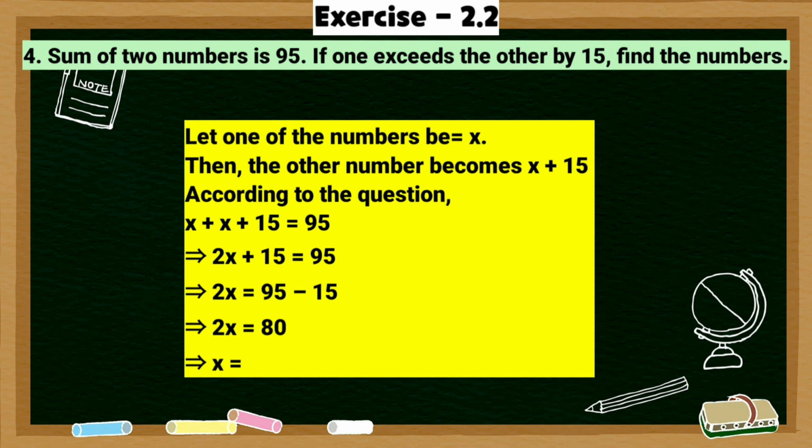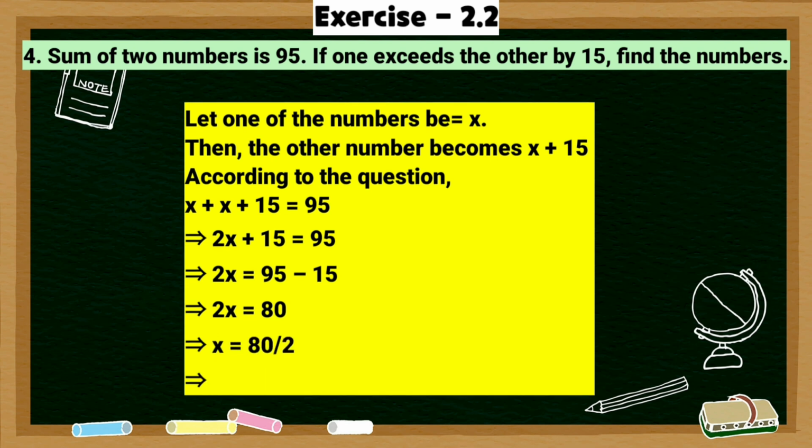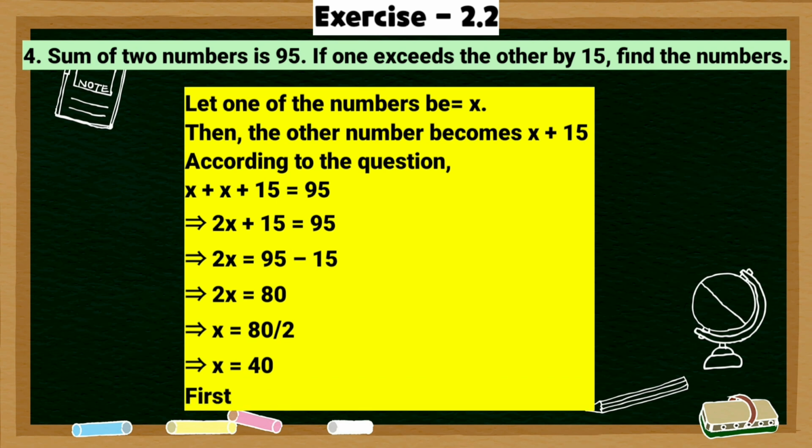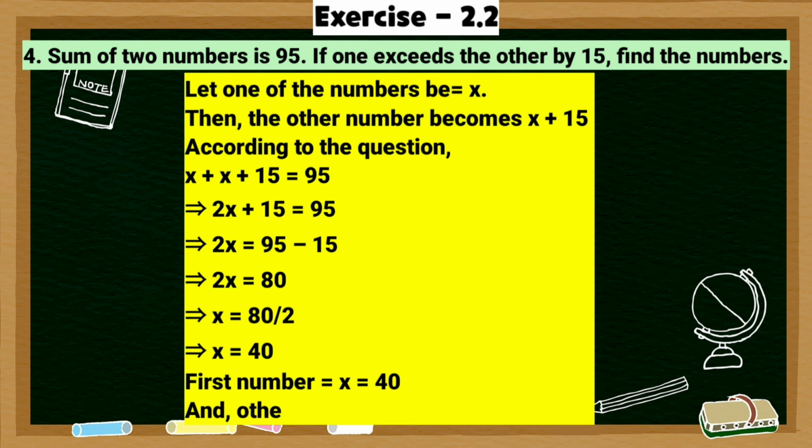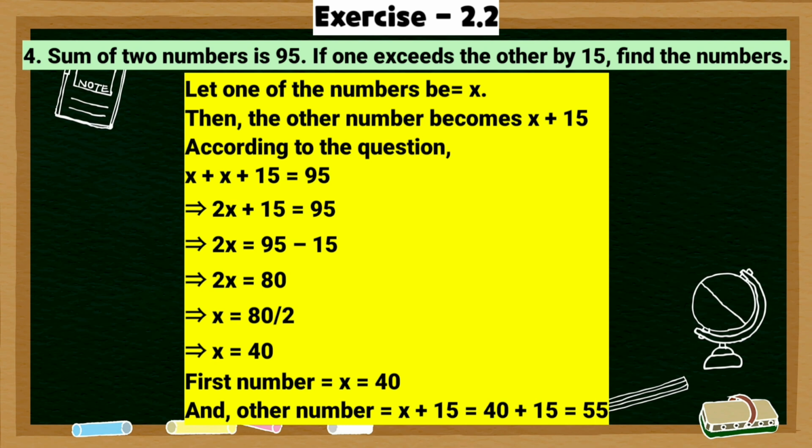So x will be equal to 80 divided by 2. On dividing we get that the answer is 40. So the first number x is equal to 40 and the other number x + 15 will be 40 + 15, that is equal to 55.